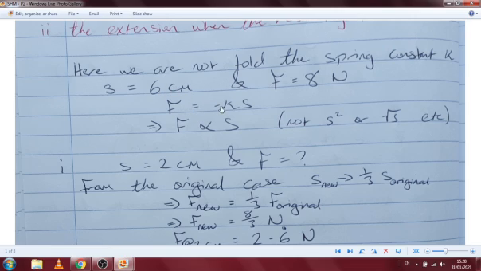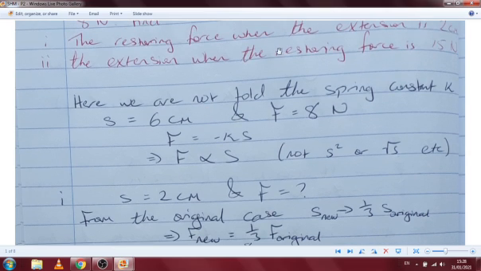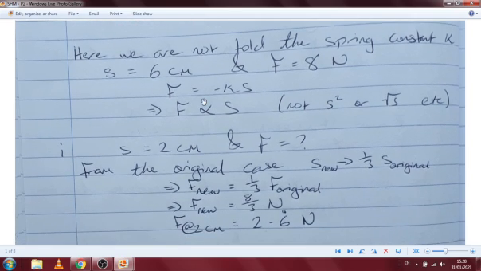I could have just found K using this information, which is what I do in the second part. But we do know that F is proportional to displacement. So it's not a squared relationship or a square root. It's just directly proportional. F is proportional to S. So first, I'm told for this first question, the restoring force when the extension is 2 centimeters. So I compared this first case with the second case, and I was able to figure out a correct answer using just this relationship.